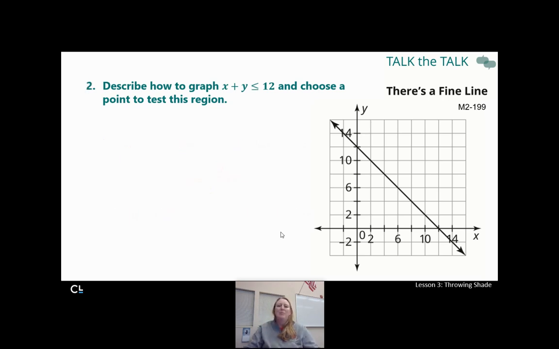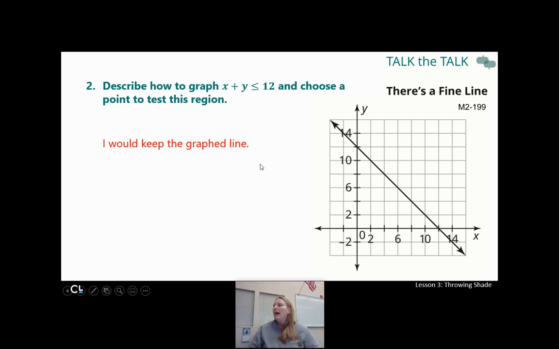What about number 2? Describe how to graph x plus y is less than or equal to 12. And again, choose a point to test the region. Because I see the squashed equal sign, I would keep the solid line. I would keep that graph line solid. Solid as a rock. So I would keep my solid graph line.